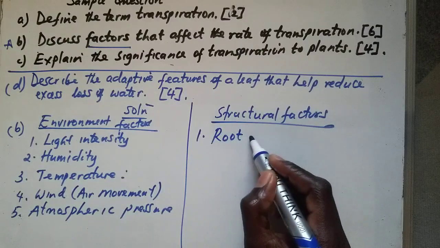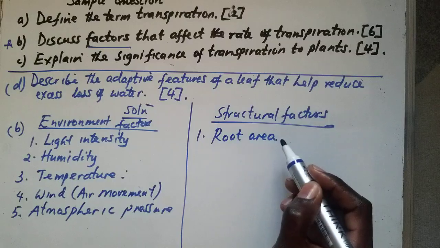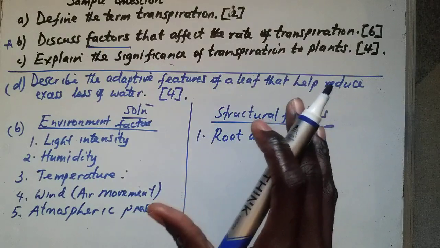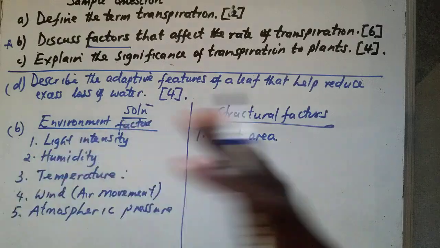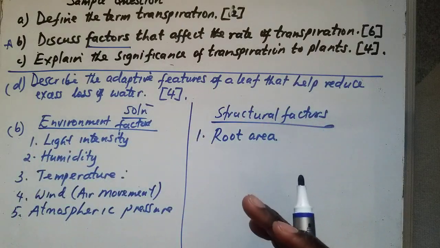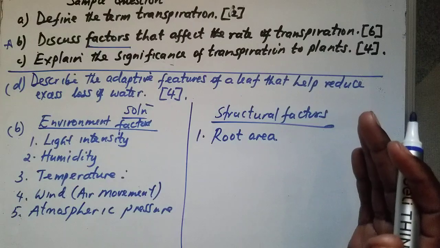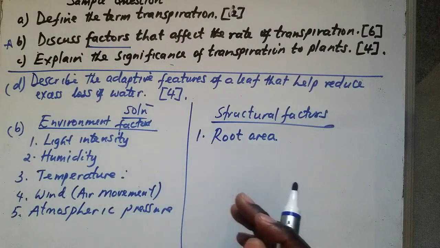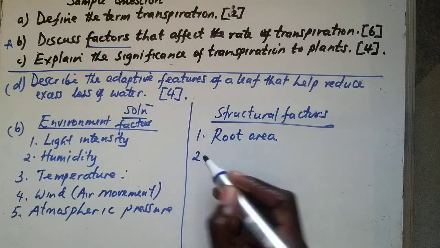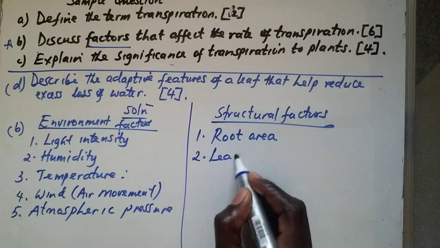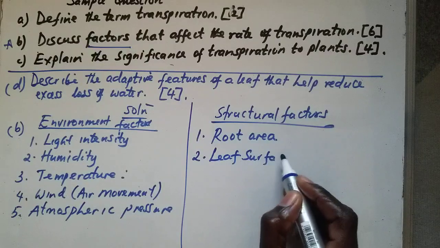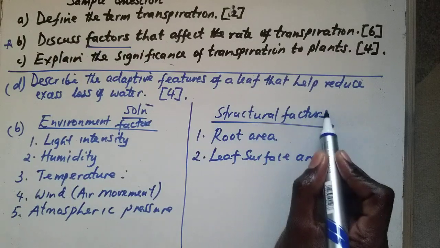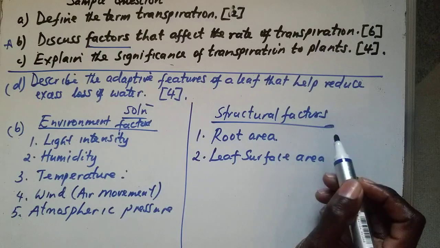Number one, we can talk about the root area. We know that the root is the one that absorbs the water. If the root is elongated, it simply means that more water will be absorbed, and hence, as more water is absorbed, more water may be lost. So the root area, you can simply talk about that. Then we can also talk about the leaf surface area. That's another structural factor that affects the rate of transpiration.